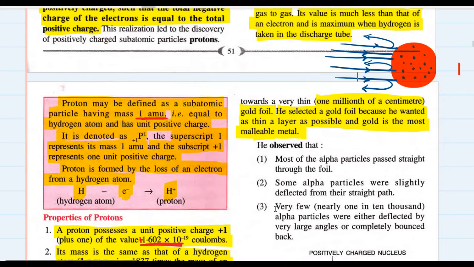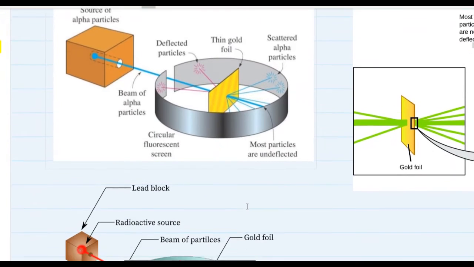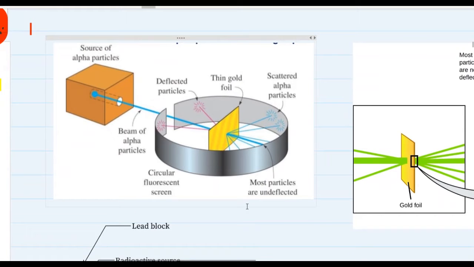So what was the setup of this experiment? Here directly they have given the observations. Let me give you the setup of this experiment. Here you see one diagram where the setup of the experiment is clearly visible.